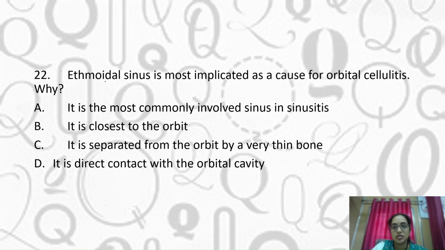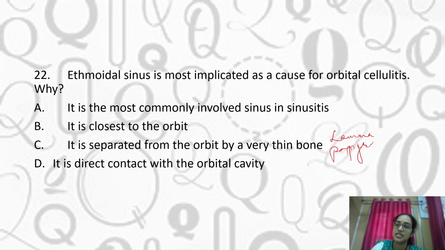Ethmoidal sinus is most implicated as a cause of orbital cellulitis. Why? Is it the most commonly involved sinus in sinusitis? No. It is closest to the orbit. All sinuses are close to the orbit. It is separated from the orbit by a very thin bone. Yes. So this is known as lamina papyracea.